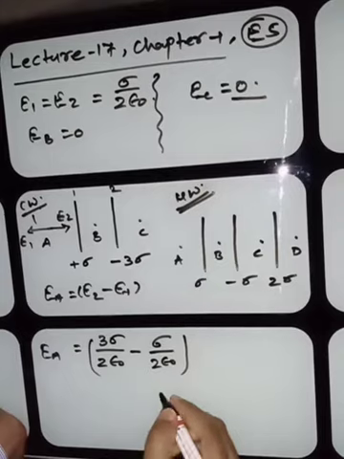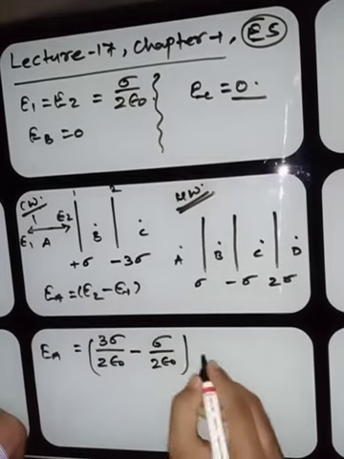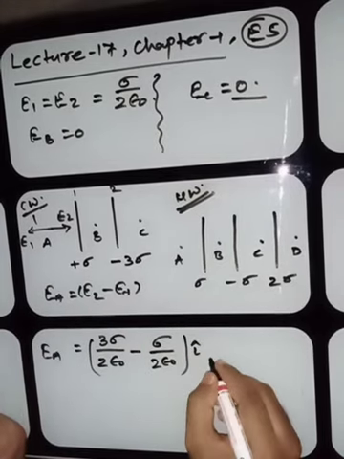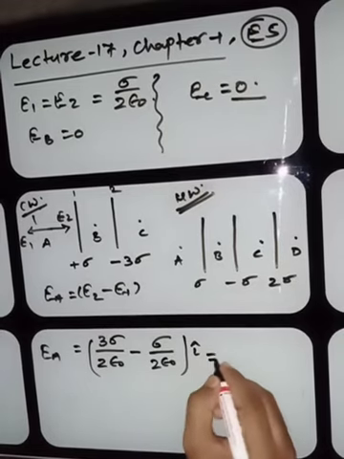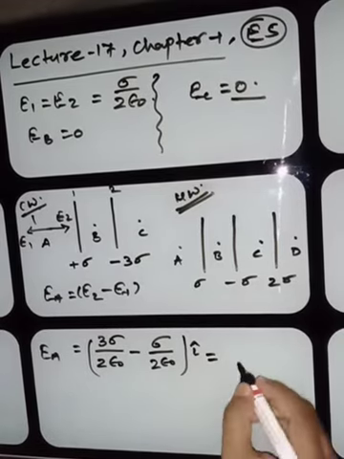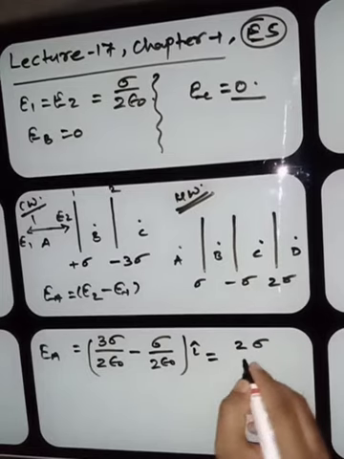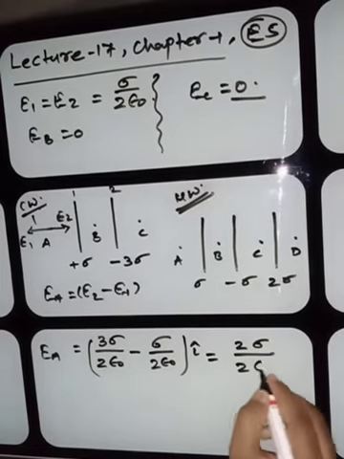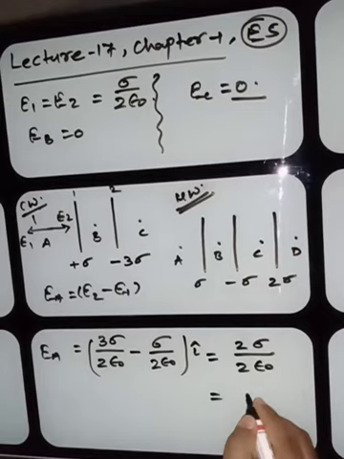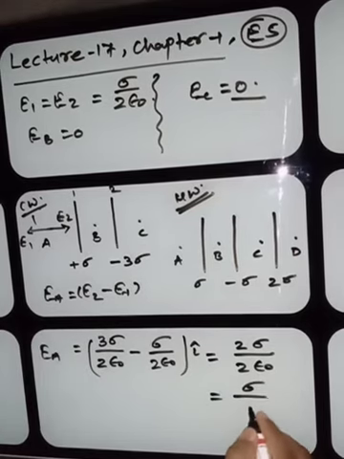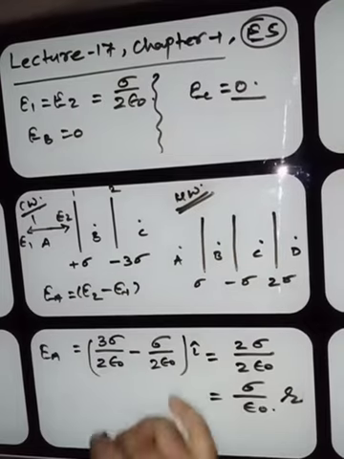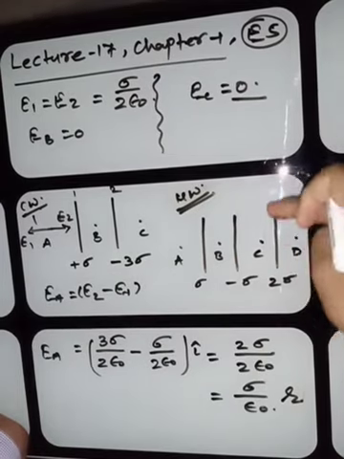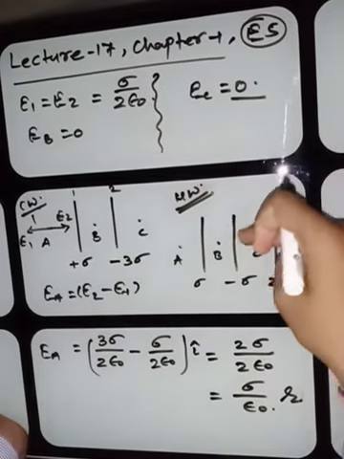The net electric field, since we are taking this direction as positive, is in the I cap direction, and you can solve this and get the answer. How much is it? 3 sigma minus sigma, that is 2 sigma by 2 epsilon naught. So the net electric field is sigma by epsilon naught. Answer. Students, in this way you can solve the homework also.